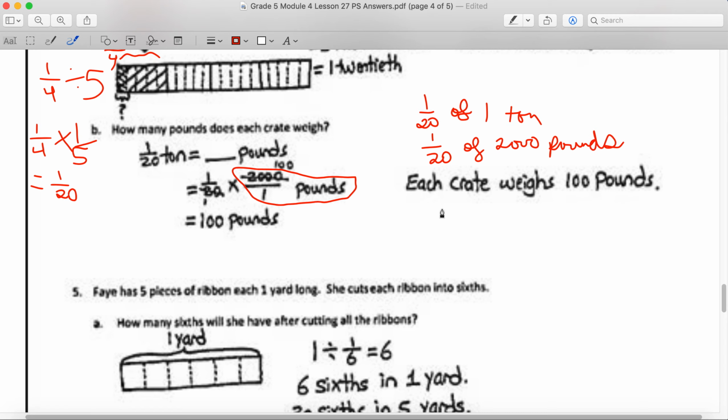That's where they got that from. Okay, now they're going to solve it. 1/20 times 2,000. And we can write that over 1. And then 2,000 times 1 is 2,000. And then 20 times 1 is 20. And so if you divide these two, you get 100 pounds. If you see that 20 can go into 20 and 20 can go into 2,000, then you can do that. If not, go right ahead. You'll be safe doing it this way.